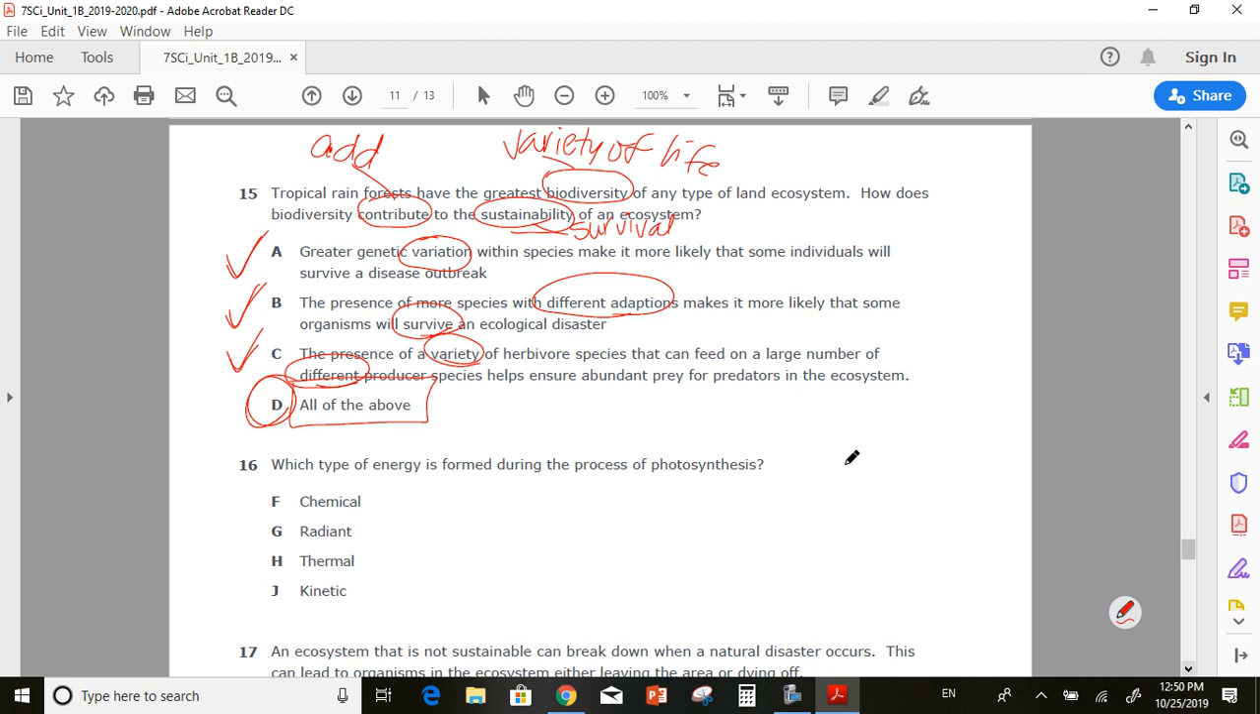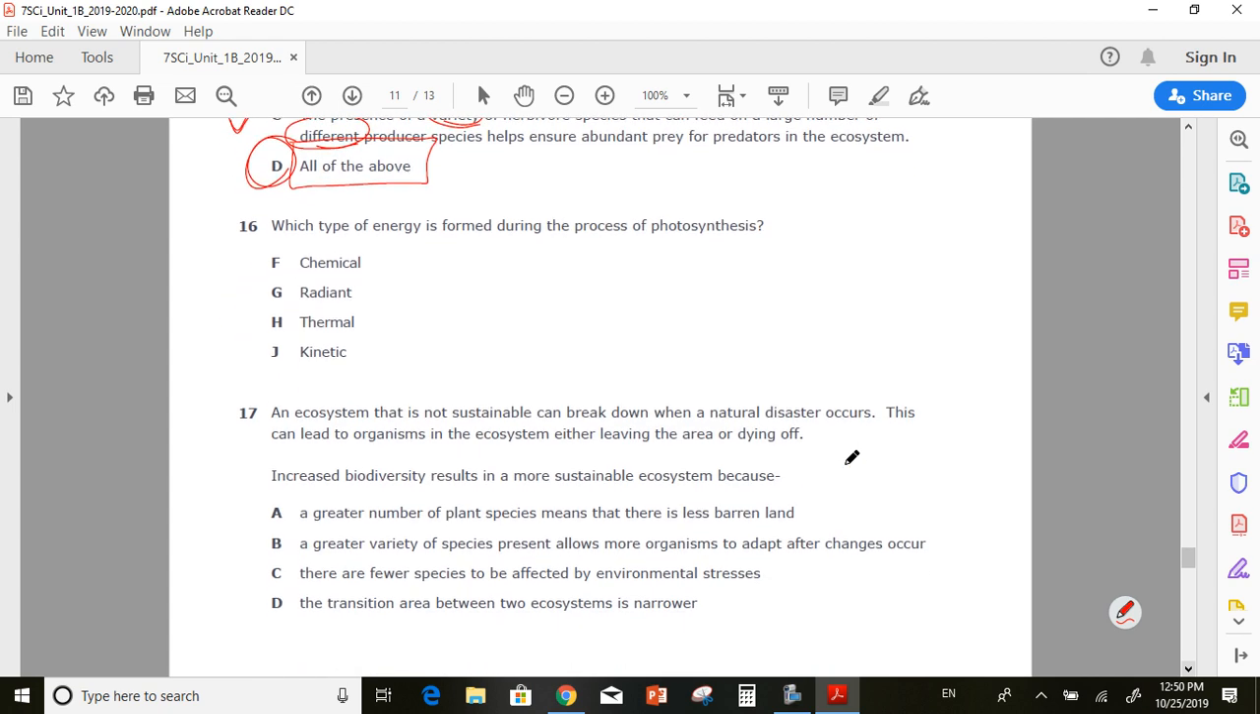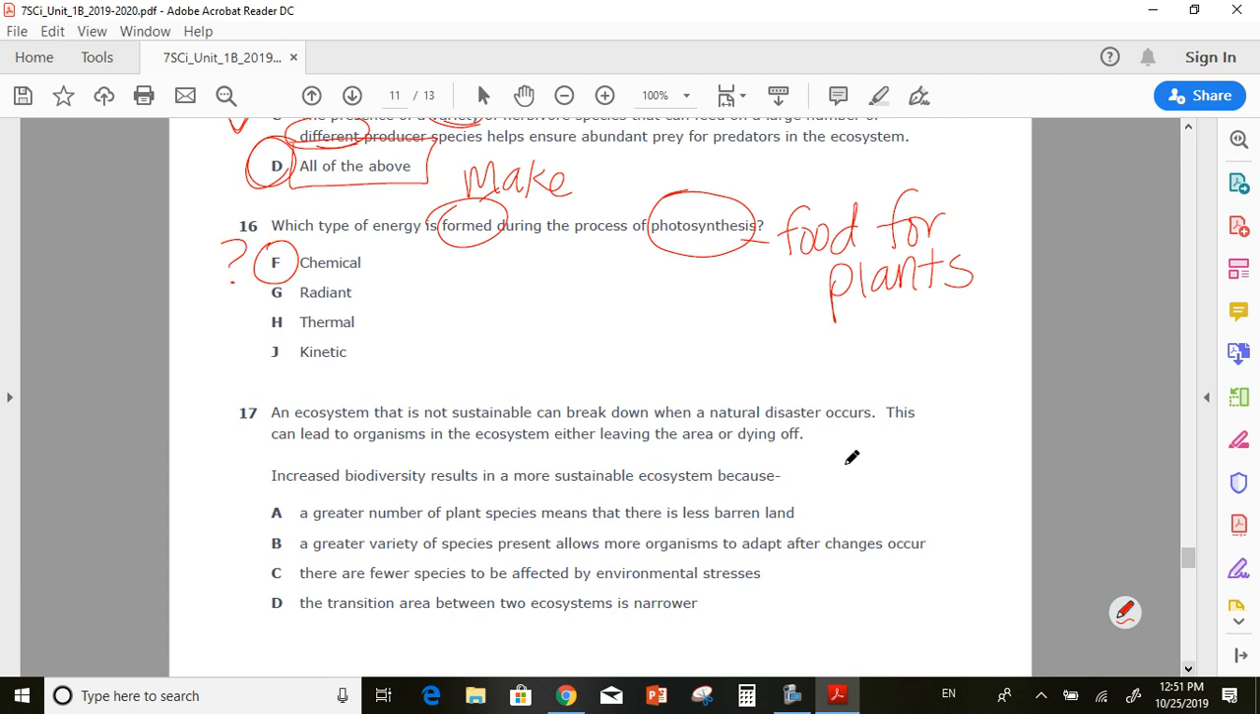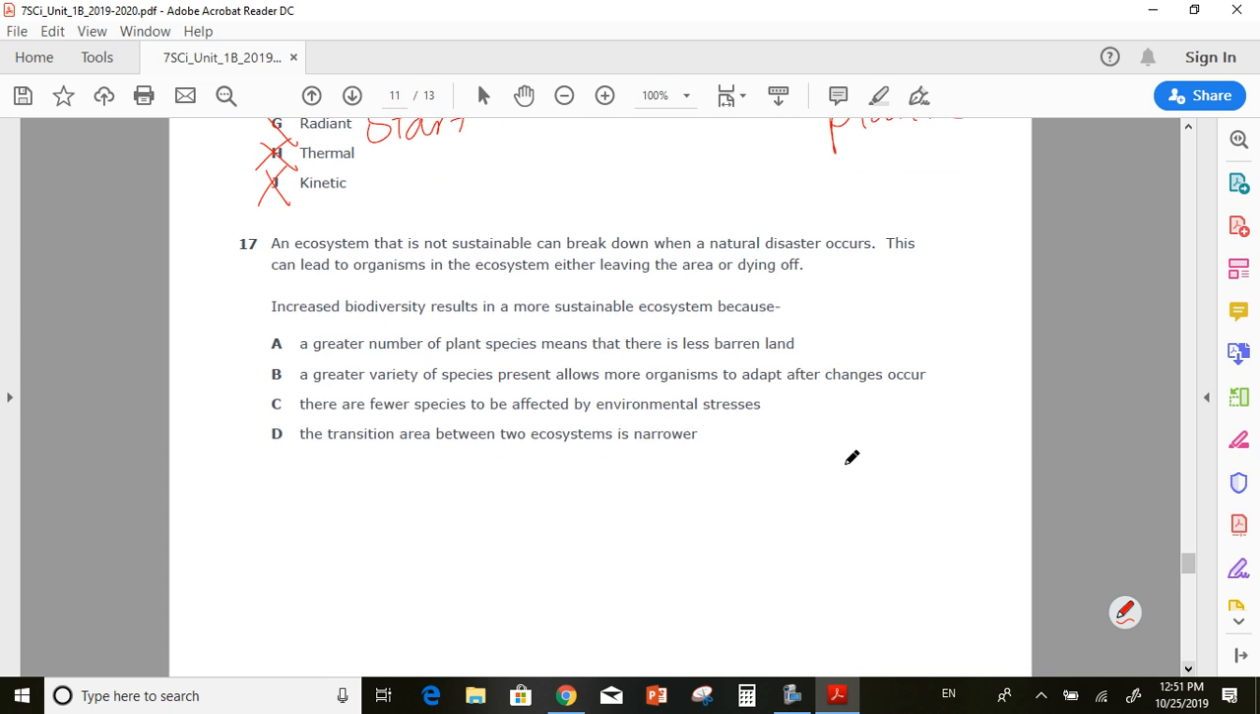Number 16, which type of energy is formed during the process of photosynthesis. Every time we circle photosynthesis, we put food for plants. So what did it form? What did it make? The end result was chemical energy. Letter F. Radiant was to start. Thermal, there's nothing about thermal, there's nothing about kinetic that we've talked about. So F is your choice for number 16.